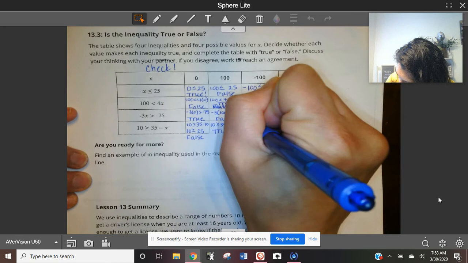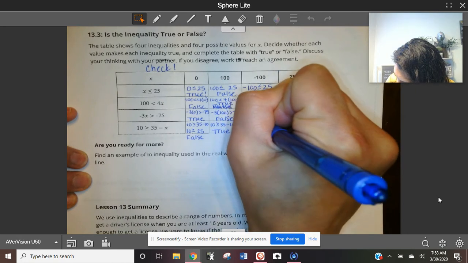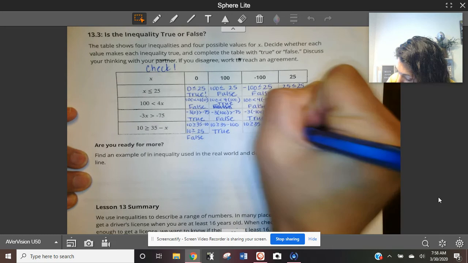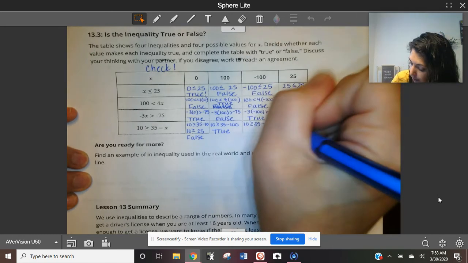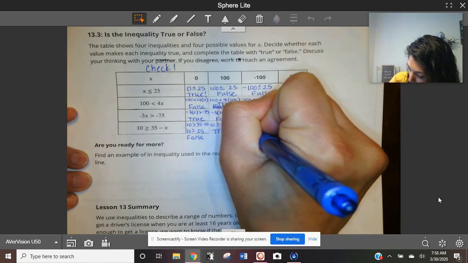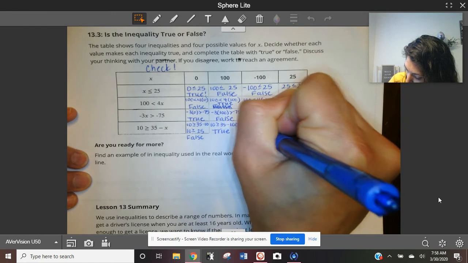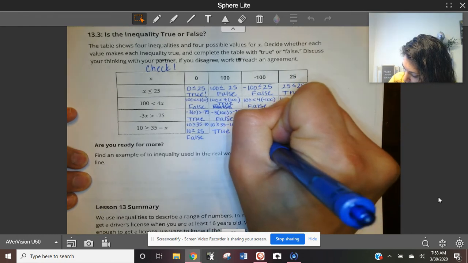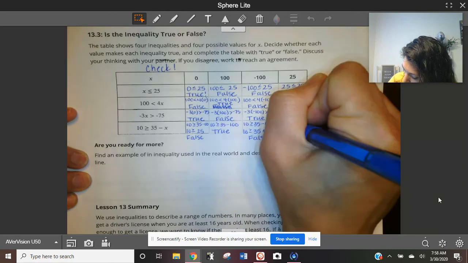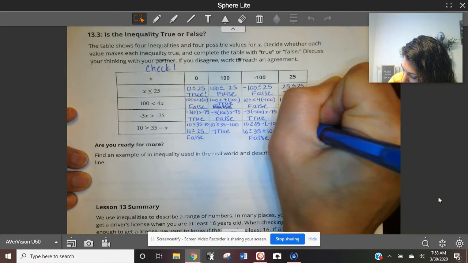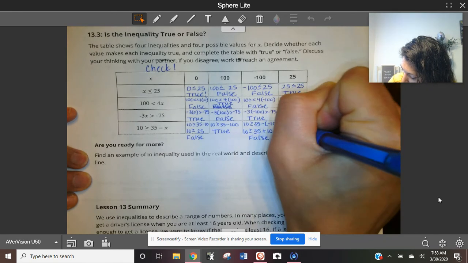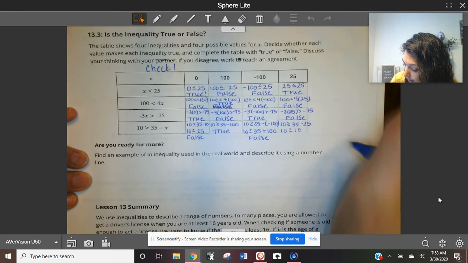Is 10 greater than or equal to 35 minus negative 100? What is a minus next to a negative? That ends up being positive. So it's going to be false. Okay, and then is 10 greater than or equal to 35 minus 25? Since there is an equal sign to that one, we can say that it's true.